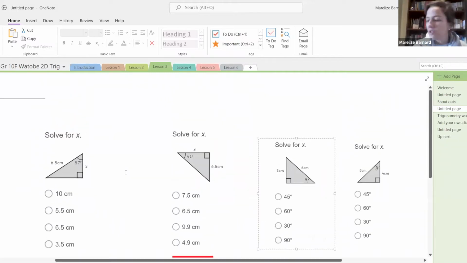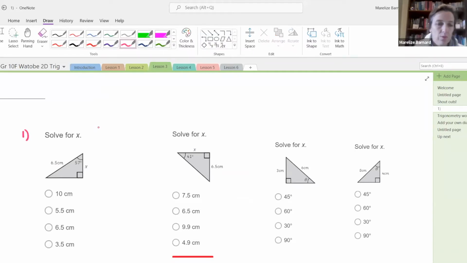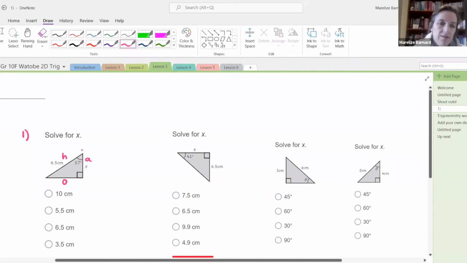Okay, so these were the questions you had on your quiz. Let's look at this first question. Maybe you remember it already. So we are looking at the angle 57. We have the hypotenuse side. We have the adjacent. No, that's not adjacent. Let's fix that quickly. This is our opposite side, and this is our adjacent side.